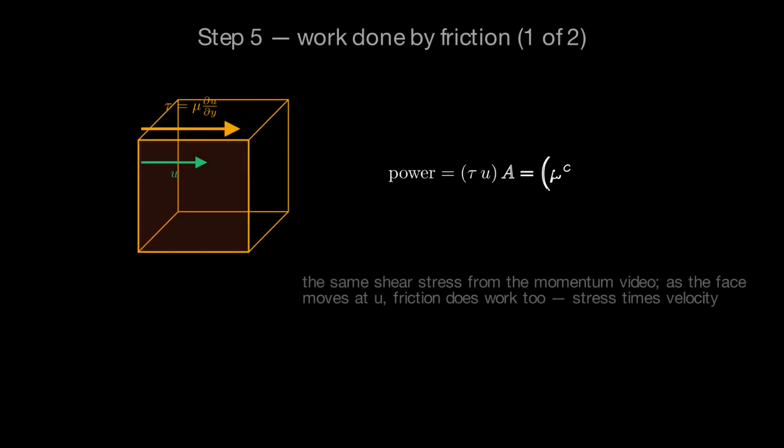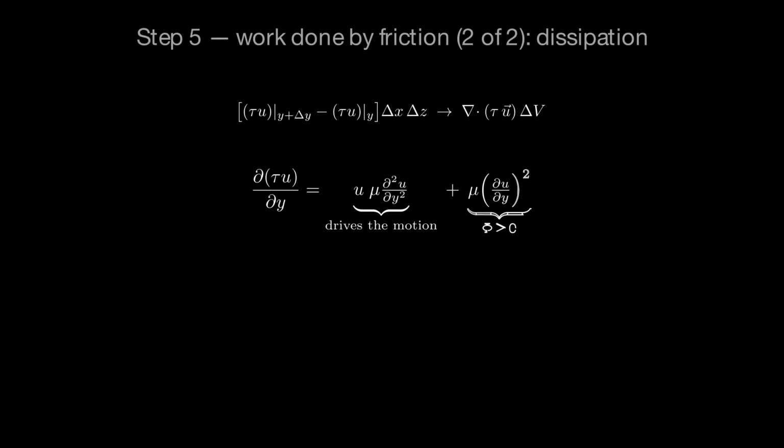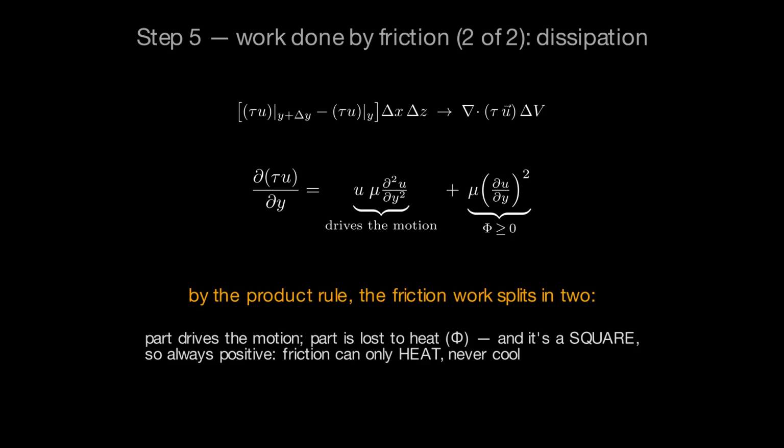Friction does work too. Remember the shear stress from the momentum video, the viscosity times how fast the velocity changes between layers. It acts along the face, and the face is moving, so it also does work. Stress times velocity times the area. Sum across the faces, and because the cube is infinitely small, the friction work becomes the divergence of the stress times velocity. By the product rule, it splits in 2. One part speeds the flow up, the other is the dissipation. And because it's a square, it's always positive. Friction can only heat the fluid, never cool it.